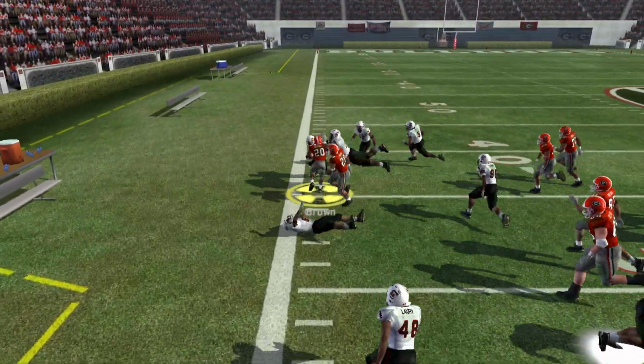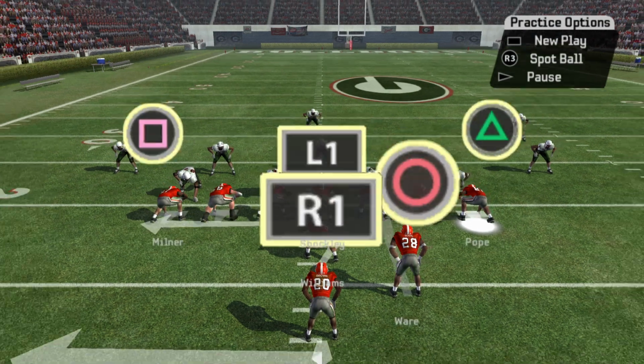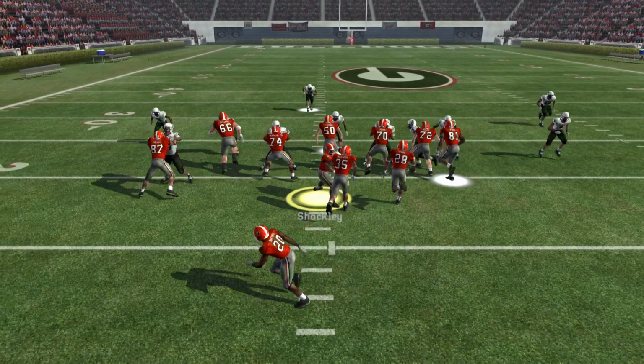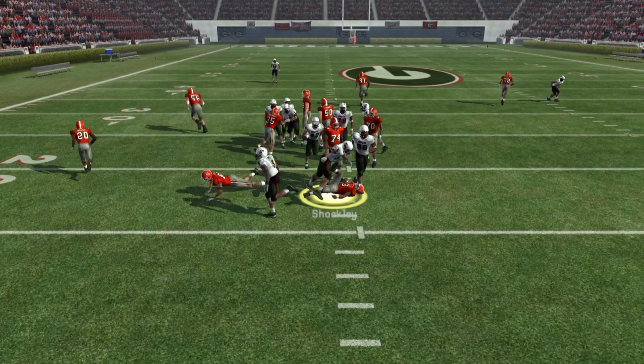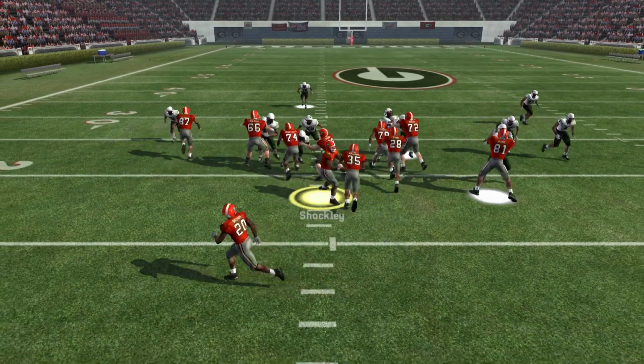You can read however you want to read. If you want to read a hole up the middle, or if you want to read that play side linebacker, again, for us, it would be like the guy on the left. Looks like he got beat, but our tight end got stopped. I may want to keep this one.